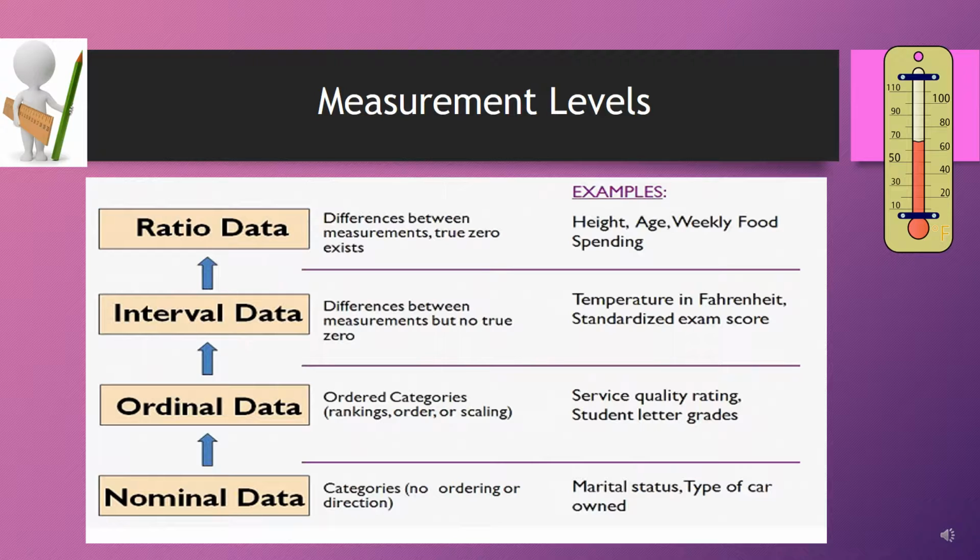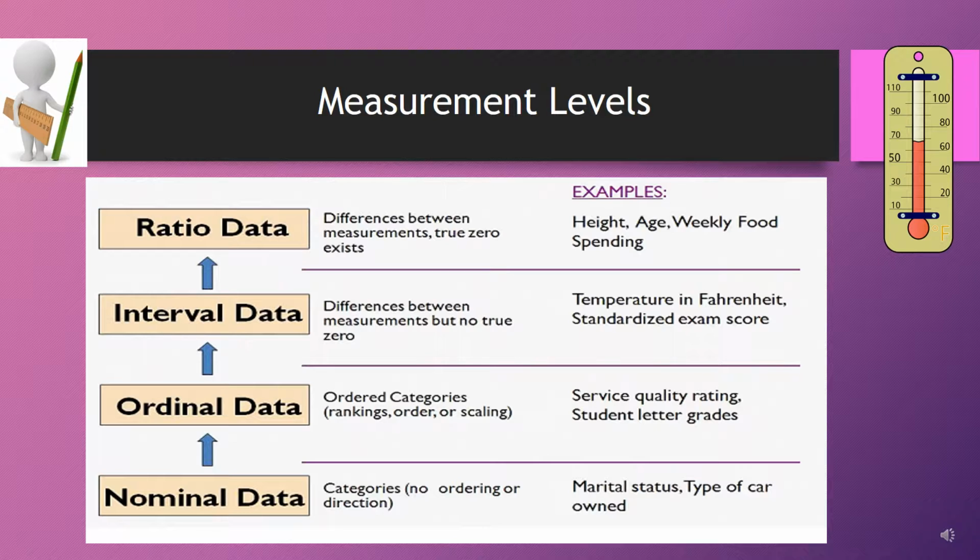Ordinal. A quantitative level of measurement is mutually exclusive and exhaustive. It represents only the relative position or order of cases. It measures rank order and scaling and provides greater or less than distinctions. For example, service quality rating or student letter grades.